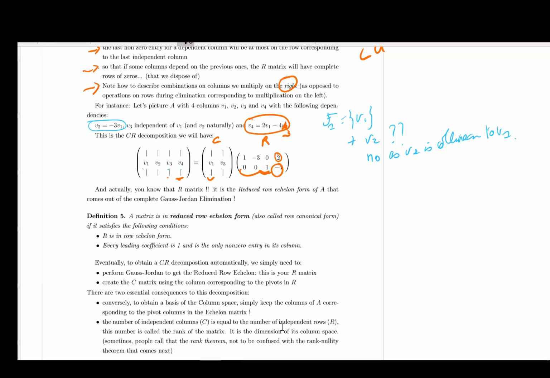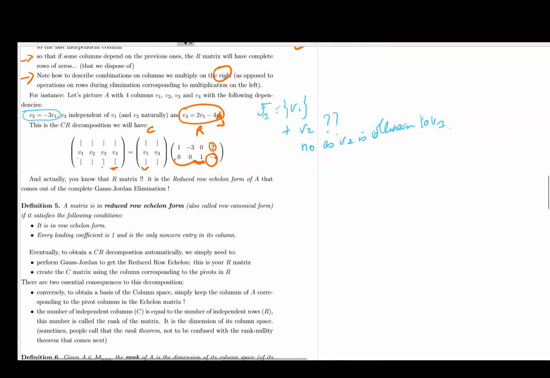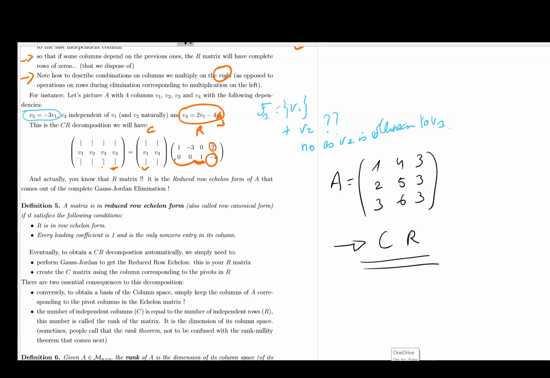So if you have understood this process, let me give you one challenge. I'm giving you matrix A, which is 1, 2, 3, 4, 5, 6, 3, 3, 3. And the challenge is to perform the CR decomposition of my matrix. We will answer in the talk chat. See you soon.